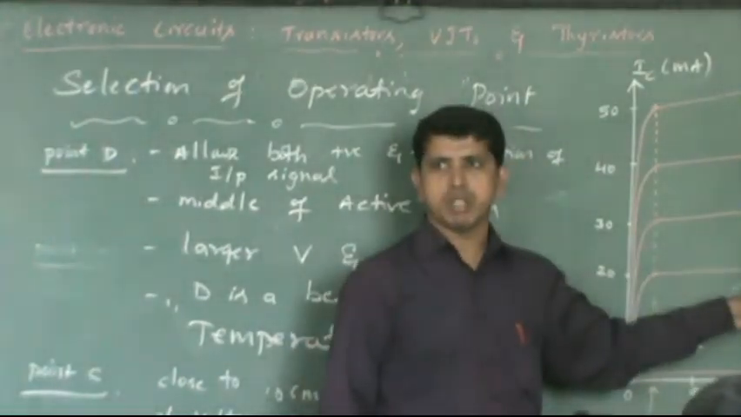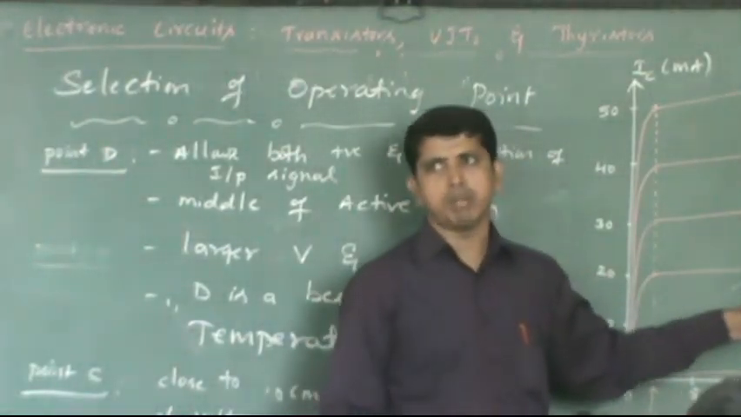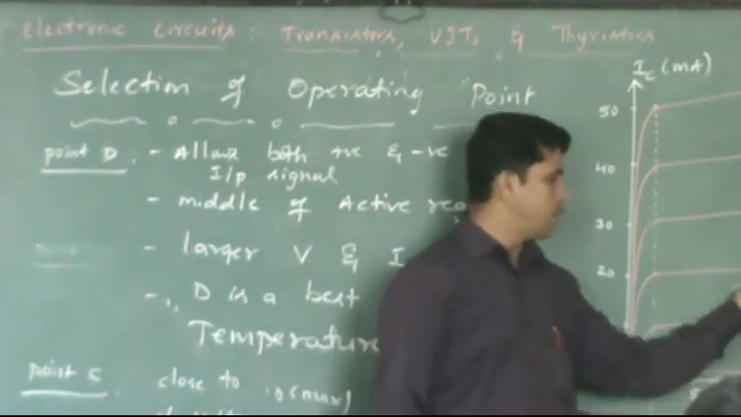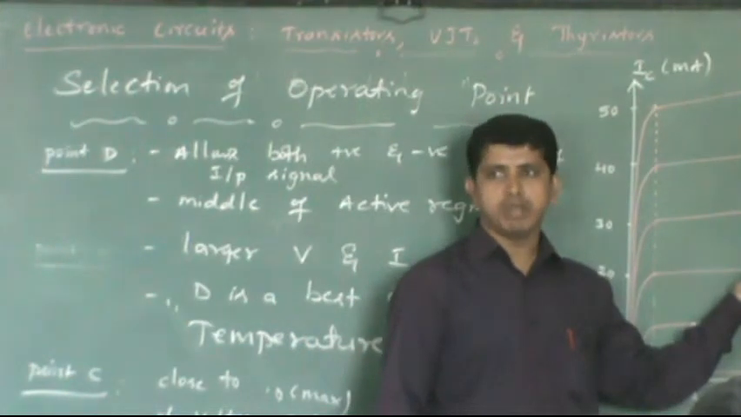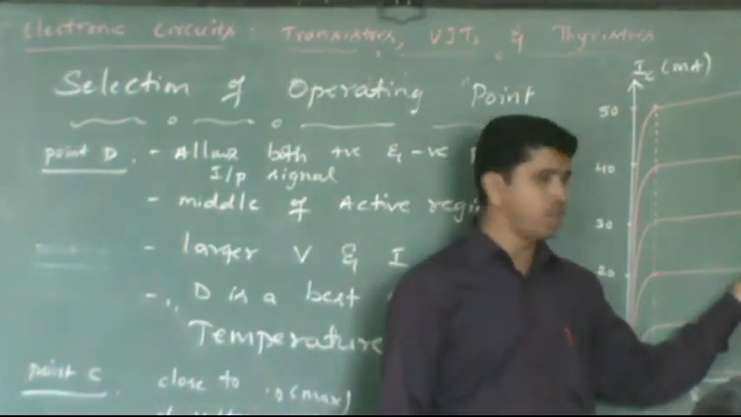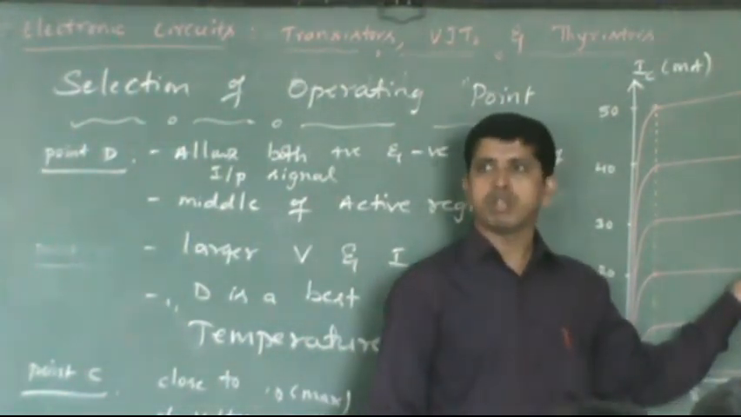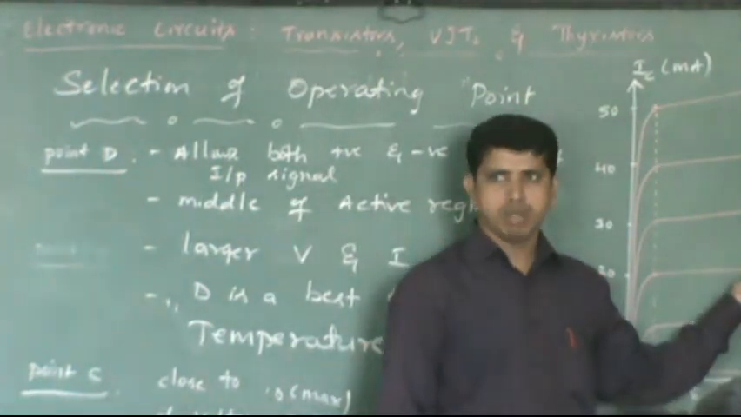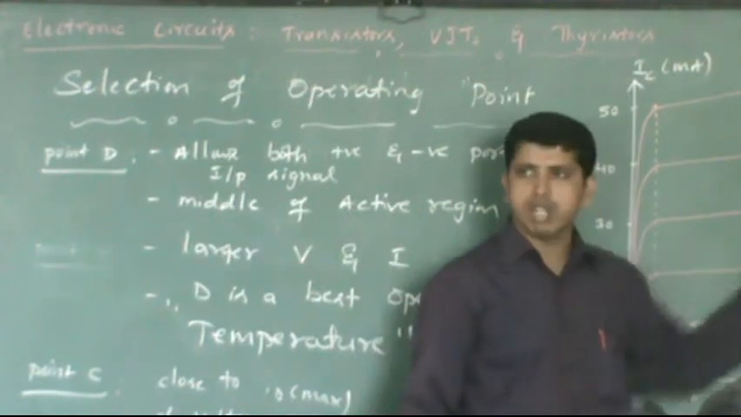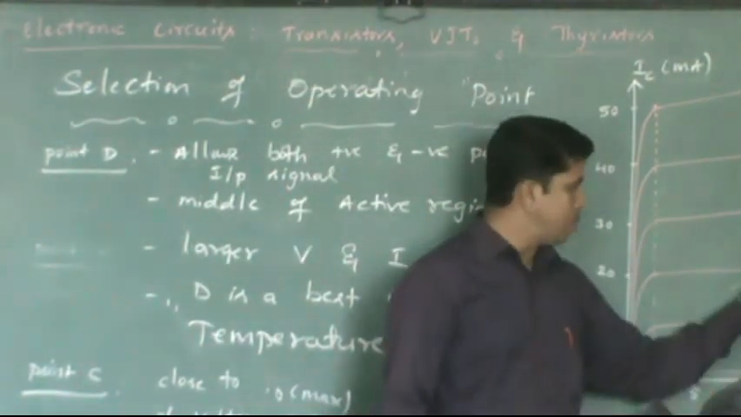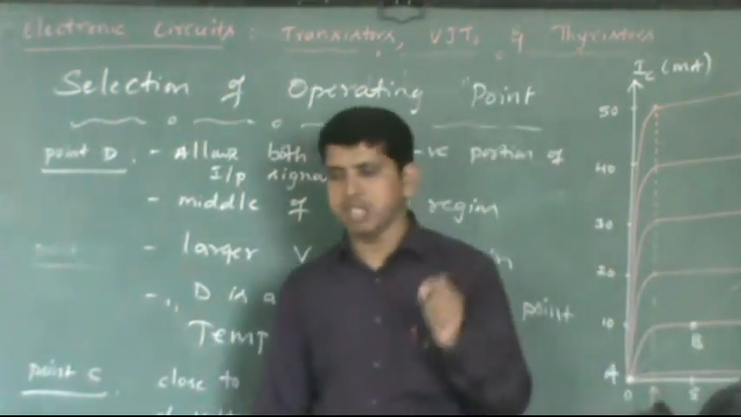Operating point changes, especially what is going to happen. Again, you won't get proper output. So whatever operating point D you prefer, this may not work for all temperatures. Even though in biasing circuits we establish a stable operating point, because of temperature changes, this may go upward or this may come downward also. The operating point depends upon temperature.